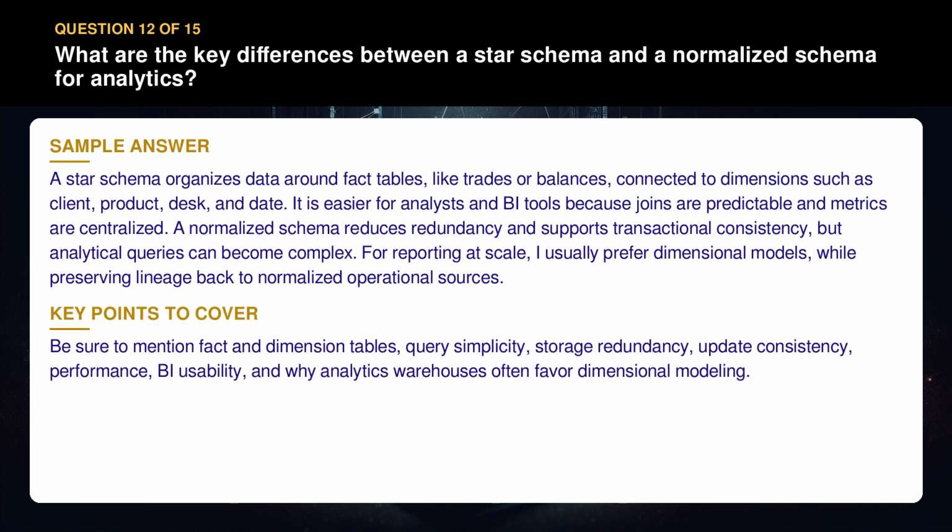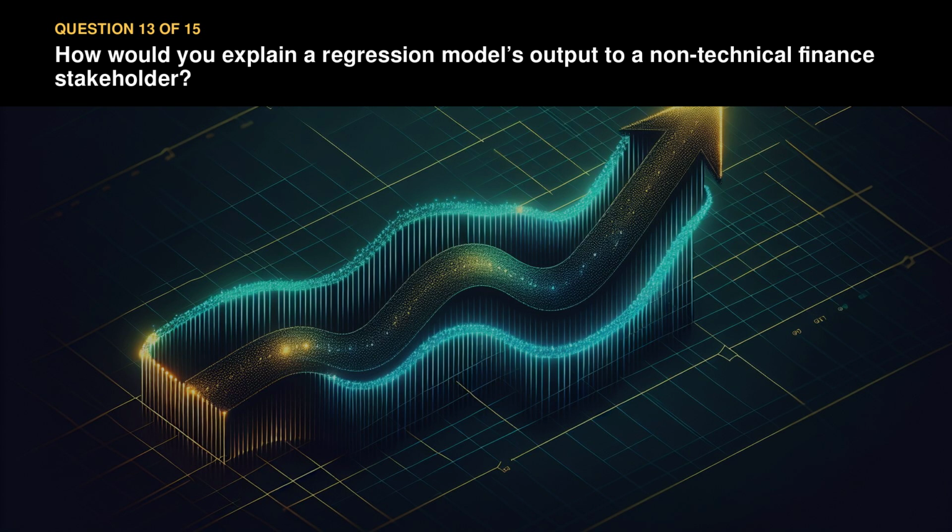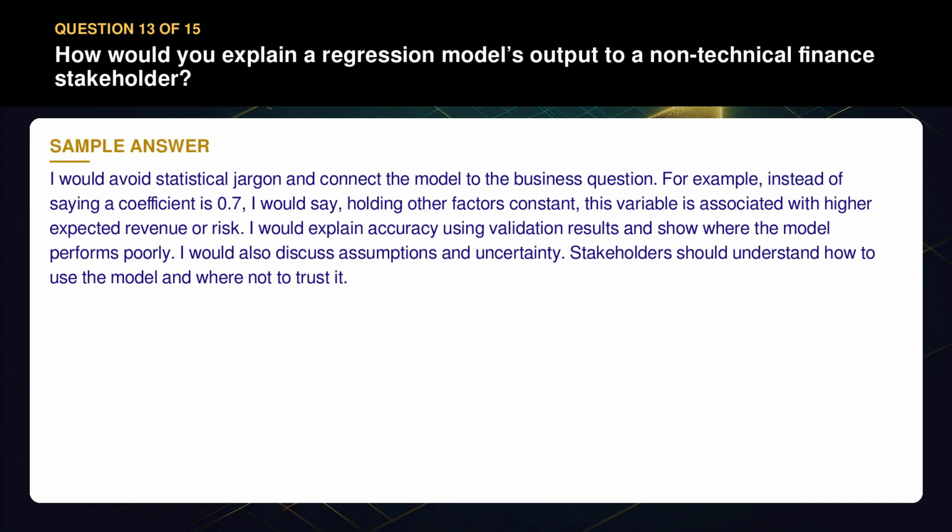Be sure to mention fact and dimension tables, query simplicity, storage redundancy, update consistency, performance, BI usability, and why analytics warehouses often favor dimensional modeling. Question 13. How would you explain a regression model's output to a non-technical finance stakeholder? I would avoid statistical jargon and connect the model to the business question. For example, instead of saying a coefficient is 0.7, I would say, holding other factors constant, this variable is associated with higher expected revenue or risk.